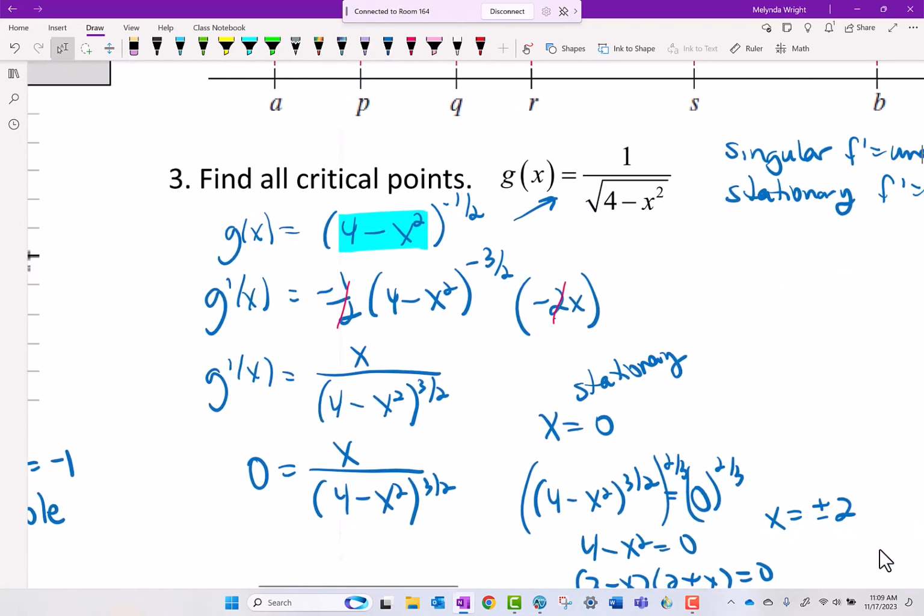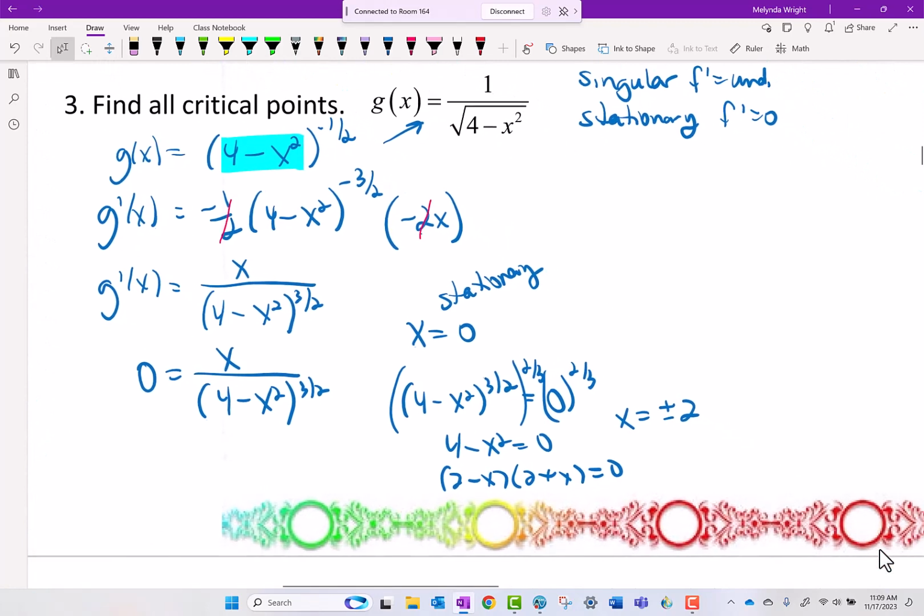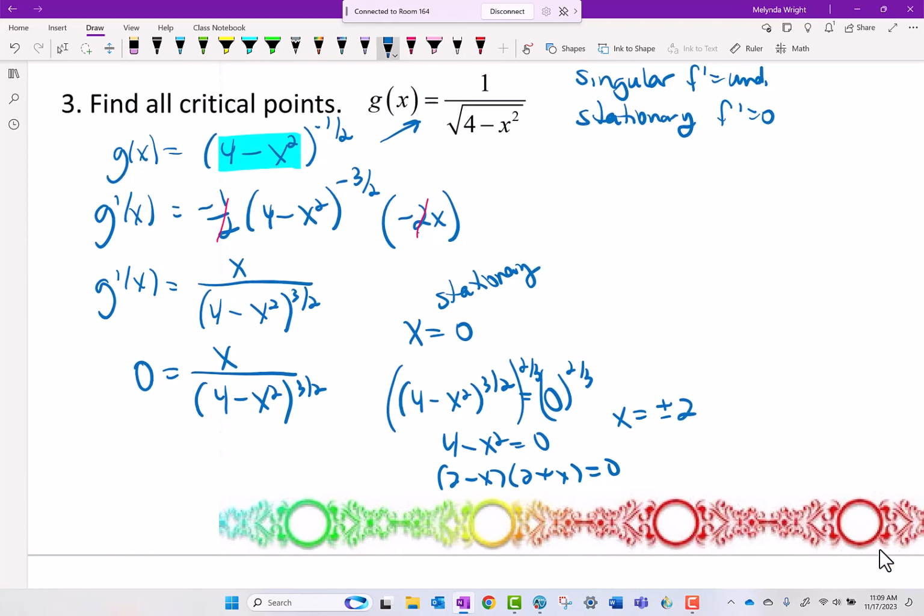All right, so let's look at these values. I have positive and negative 2. Are those in the domain of this original function? If I put a 2 in here, would I be okay? If I did 4 minus 2 squared, that's 4 minus 4, that's 0. Is that okay to have a 0 in the denominator? No, that is not okay. So plus and minus 2 are not in the domain of the original function. So these are not in domain.